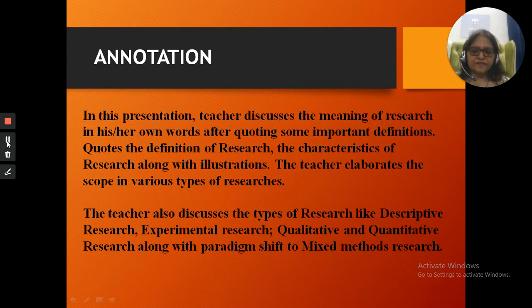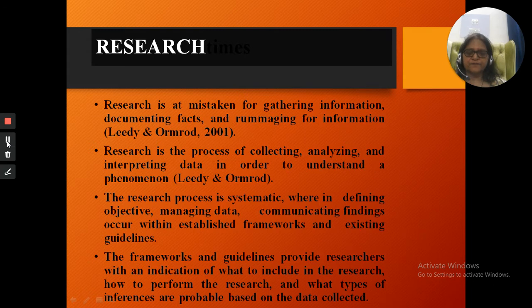In this presentation, I'll be discussing with you the meaning of research. After quoting some important definitions, this will also elaborate the characteristics of research along with illustrations. I'll be talking about various types of research, like descriptive research, experimental research, qualitative research, quantitative research, along with the paradigm shift to mixed methods research. Let's understand what is research.